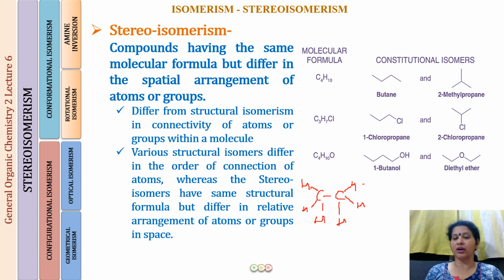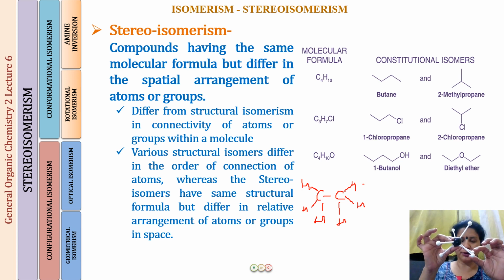But if you talk about the position of these atoms, if I can vary them, what I will be getting is stereo-isomerism. What do I mean by this? Let us see over here. So I have this as a structure of ethane. Okay. So here you can see that we have 2 carbons and we have 6 hydrogens. So this is a molecule of ethane. Right.